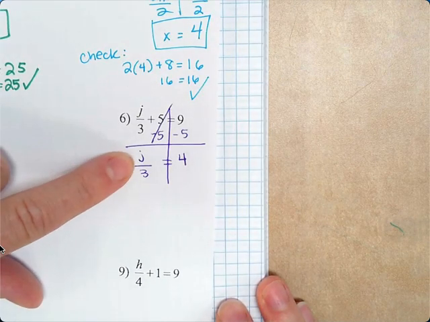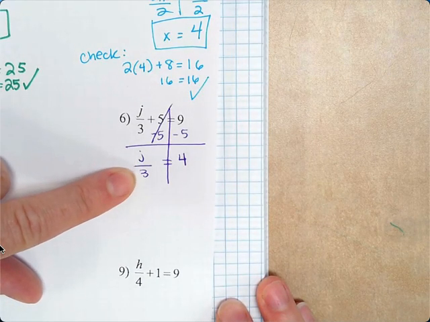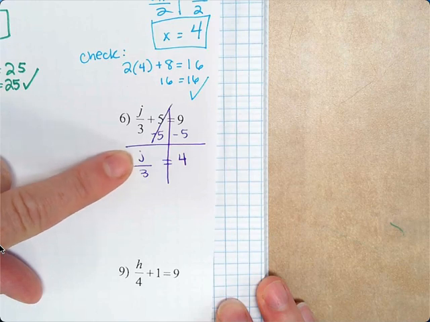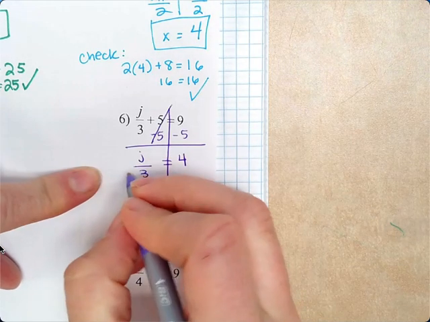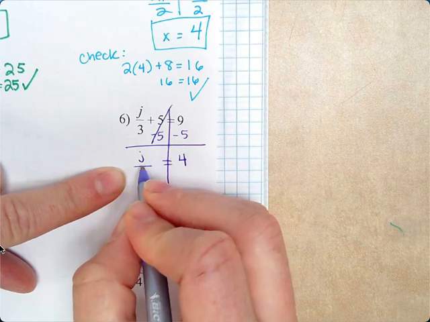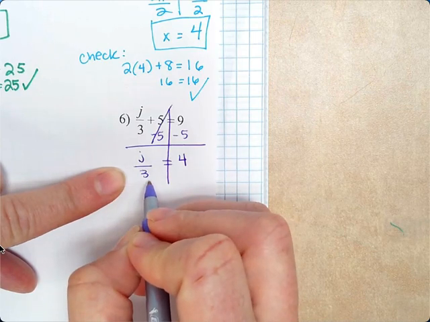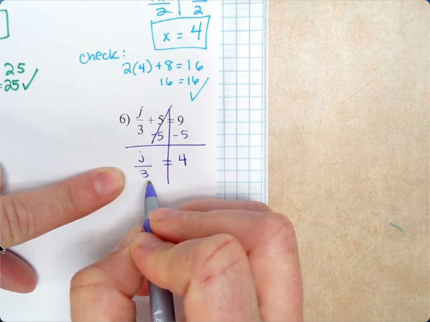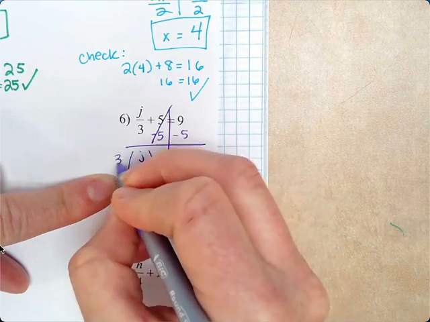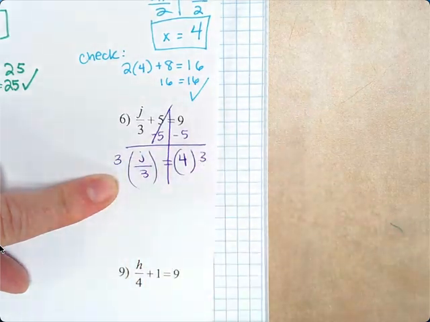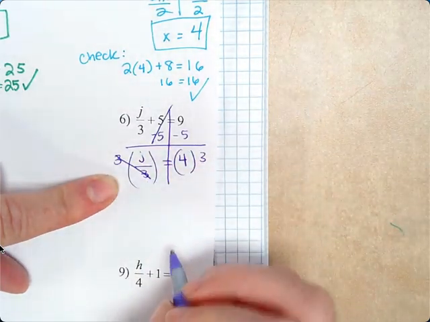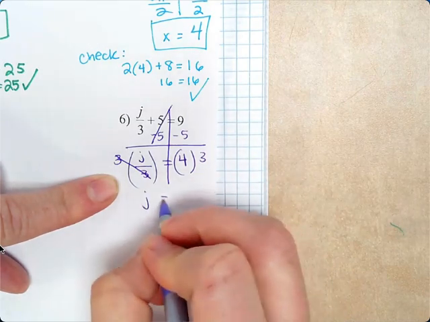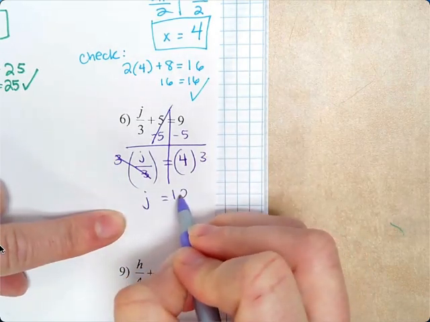What operation does this represent? Division, yeah. So this is actually division. J divided by 3. What's the inverse operation to division? Okay, so I'm going to multiply the whole thing times 3. So J equals 4 times 3, which is 12.